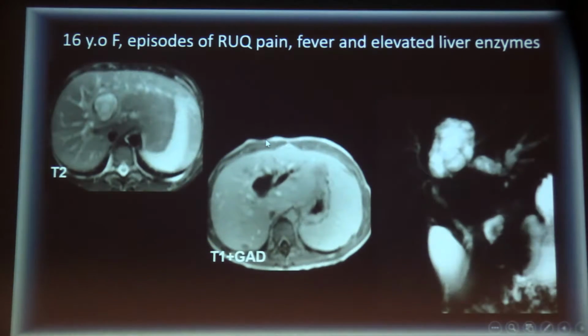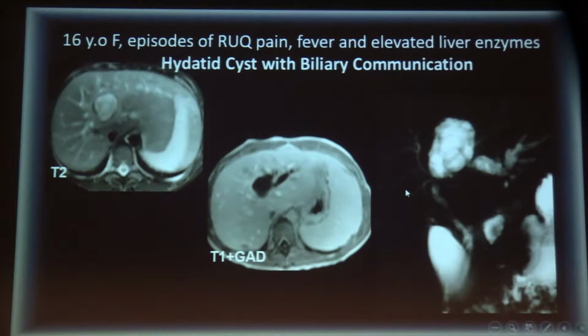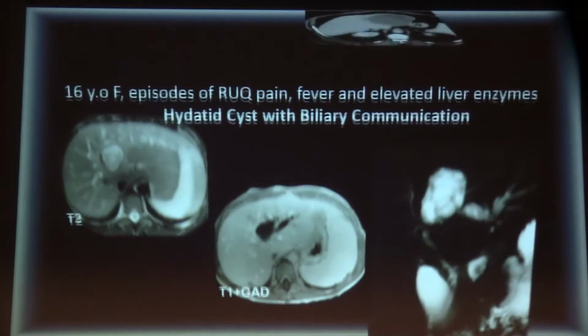We sent her to MRI, and MRI demonstrates again this cystic lesion. You can also see a thick and even dual layer surrounding the cyst. You see this bright stripe surrounding and this black stripe here, two layers. And there's also upstream dilatation of the bile ducts, and if you look carefully, there seems to be a connection between this cyst and the bile ducts here. She went for left hepatectomy, and it proved that there was communication between the bile ducts and the Hydatid cyst. So, Hydatid cyst with biliary communication.